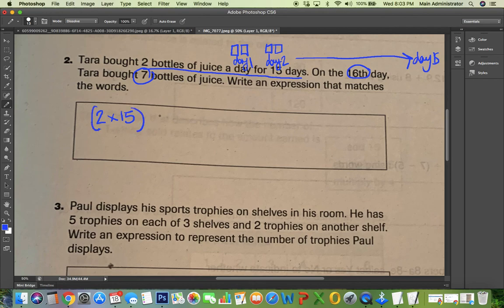Then on the 16th day, it's different. She had 7 bottles. 1, 2, 3, 4, 5, 6, 7 on day 16. So that's just 7 bottles more, and I would add it to what I have there. So we write an expression, and there's my expression. Remember, if it said equation, I would have an equal sign, but it just says expression, so there is no equal sign. All done with that one.